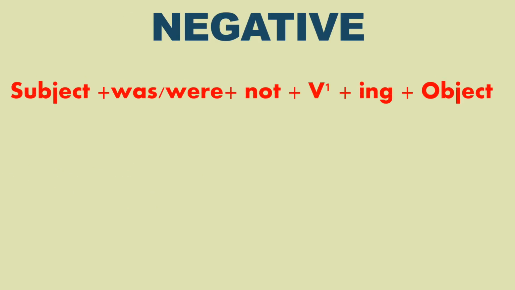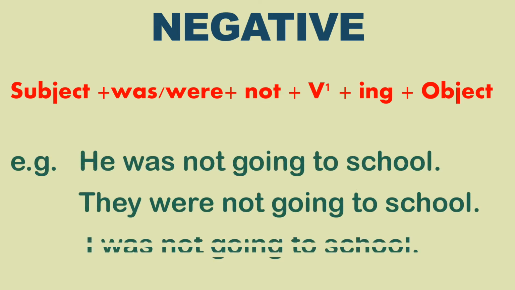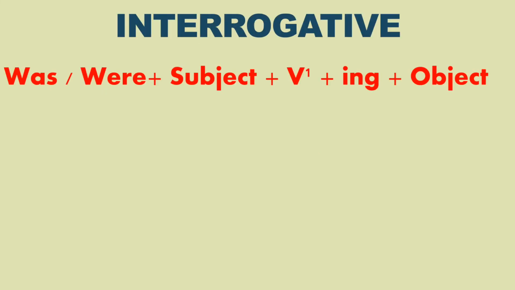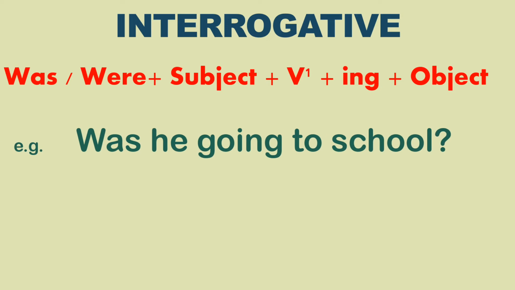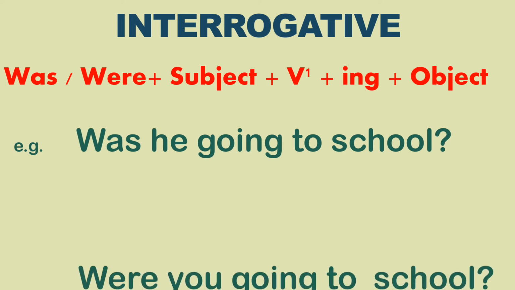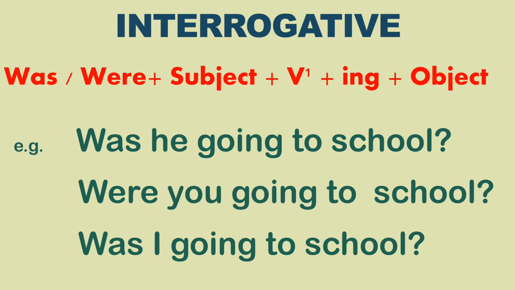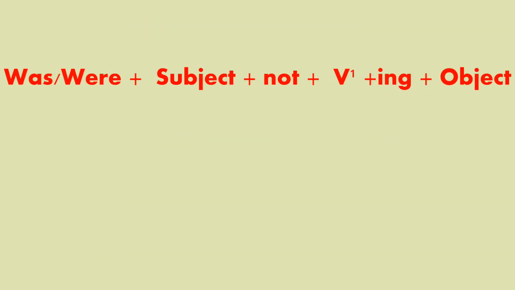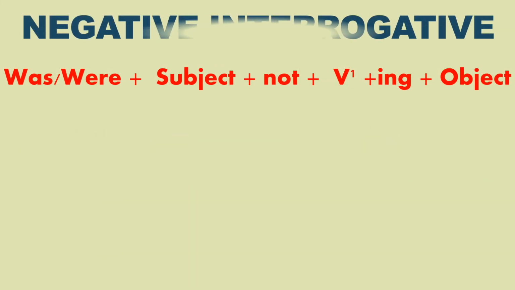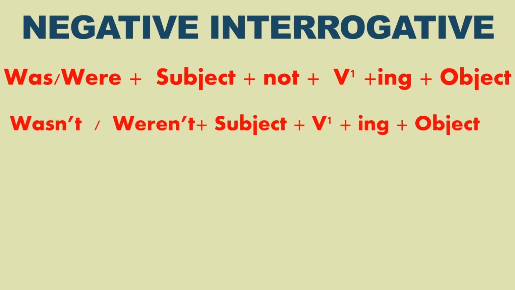Now in negative, the same, but you will be adding not. See the example. He was not going, they were not going, or I was not going. Interrogative: the helping verb was or were first, subject, first form of the verb with ing. Was he going, or were you going, or was I going to school? Are you getting it, students? I am telling you quickly because I know you will be getting it. Negative interrogative: was or were, subject, not, first form of the verb with ing.